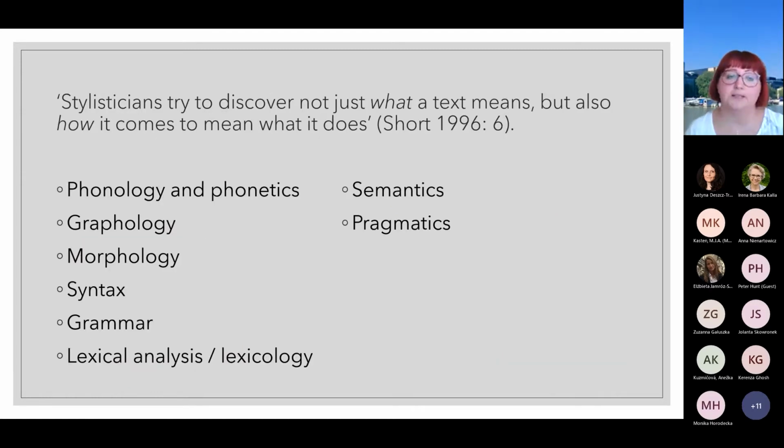So what do stylisticians do? They try to discover not just what a text means, but also how it comes to mean what it does. So it's not just this is the result, but how did we get there? What sort of devices, tools, and elements to manipulate language or to create language were used to achieve this final result, whether it's a beautiful poem or a beautiful novel or maybe a very successful advert.